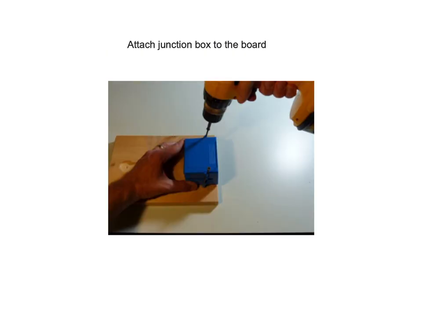Attach the junction box to the board using screws or nails depending on the model you got. Make sure that the opened end of the junction box overhangs the board by about 1/8 of an inch so that when you place the cover plate on the box, it will fit over the edge of the board.